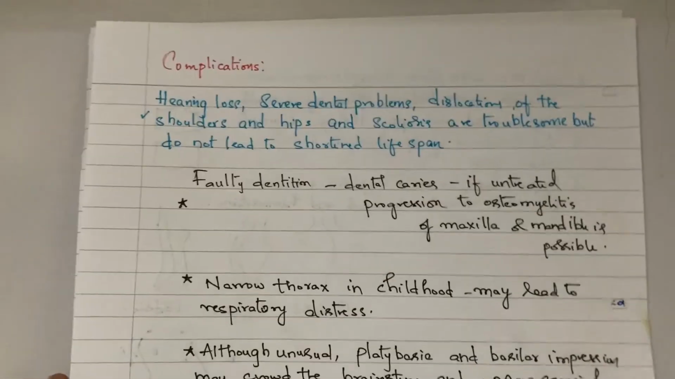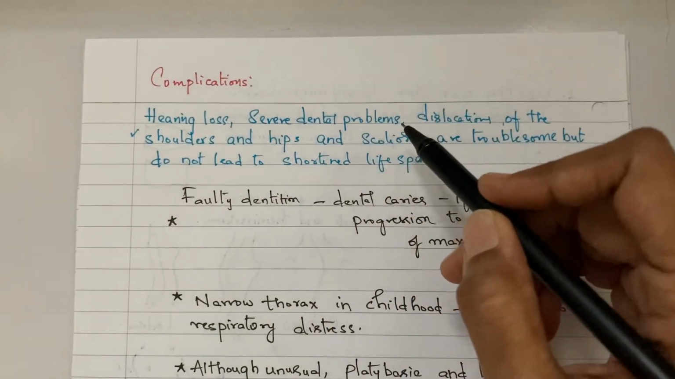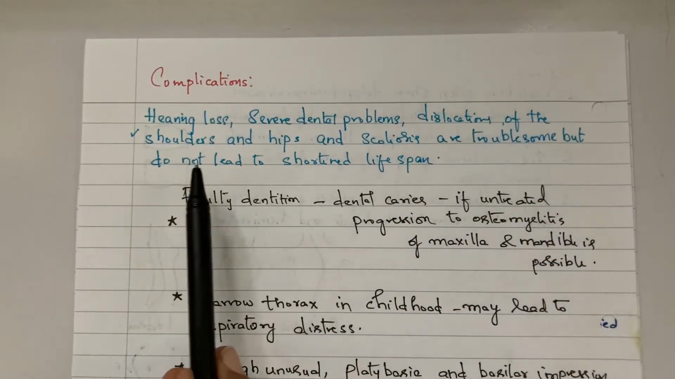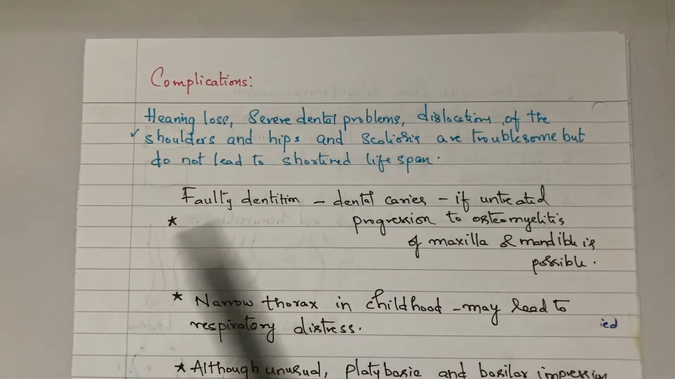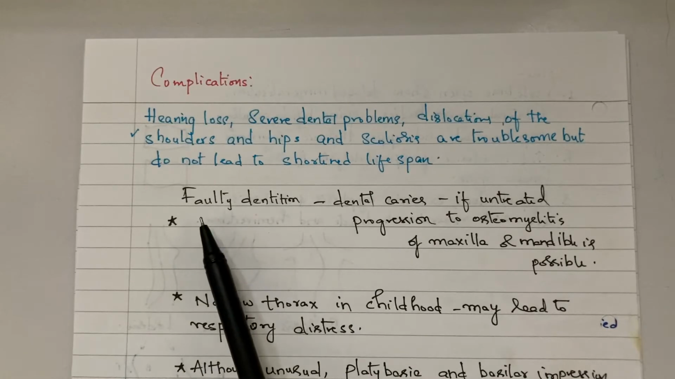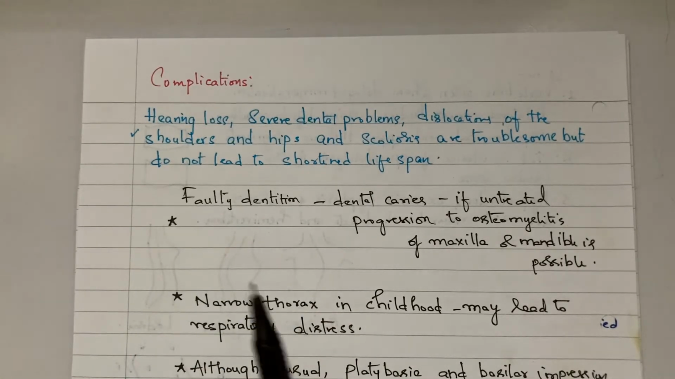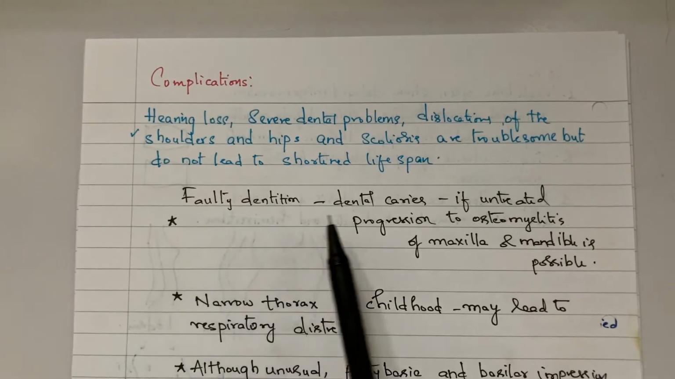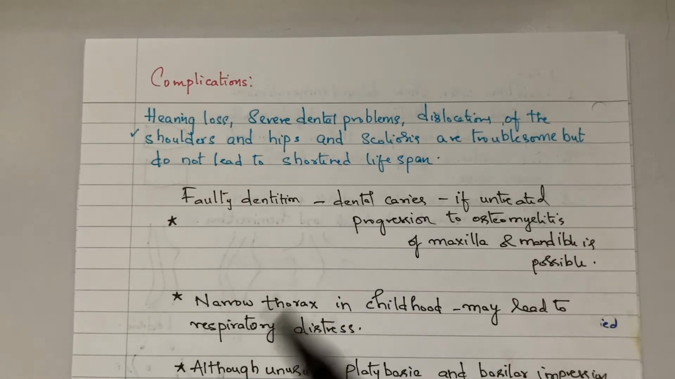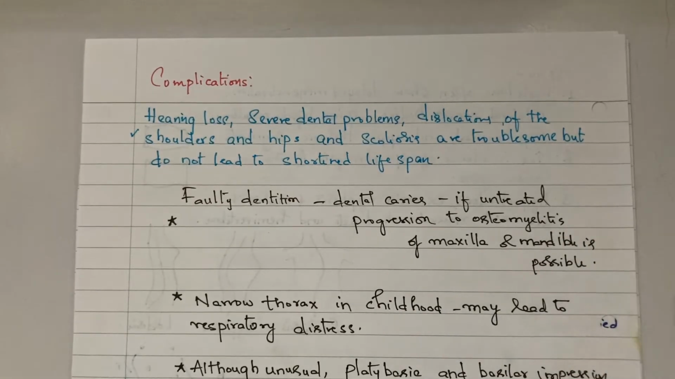Then coming to complications. Obviously, there will be hearing loss, severe dental problems, dislocations of the shoulder and hip, and scoliosis. They are troublesome, but they do not affect the lifespan. So what happens if the child has faulty dentition, dental caries? We have to go and consult the doctor. If untreated, osteomyelitis of the maxilla and mandible is possible.